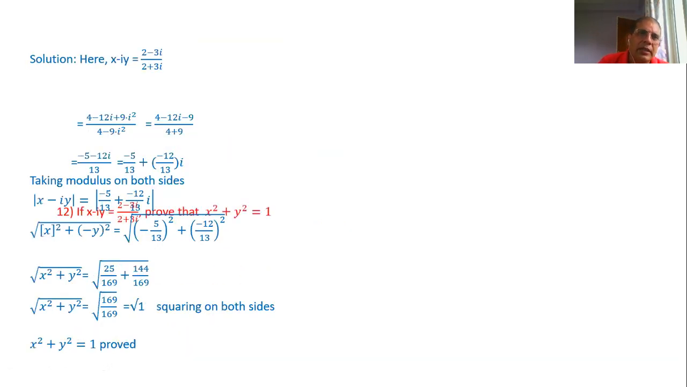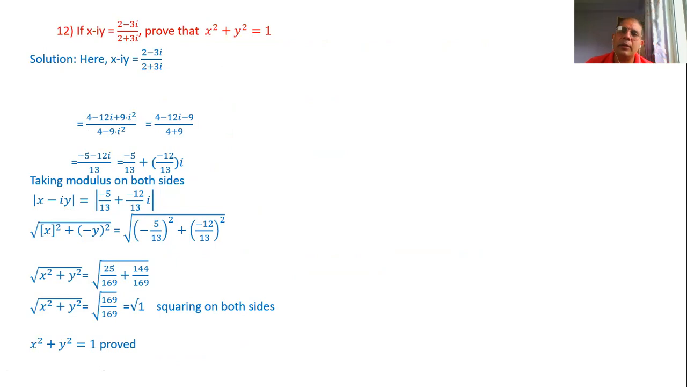Now another question, it is question number 12. It is a very important question, don't forget. So x minus iy is equal to (2 minus 3i) by (2 plus 3i), prove this result. Now you have x minus iy is equal to (2 minus 3i) by (2 plus 3i). Now rationalize, then you will get it in the form of a plus ib. You can do this step. It is x minus iy is equal to minus 5 by 13 plus minus 12 by 13 i.